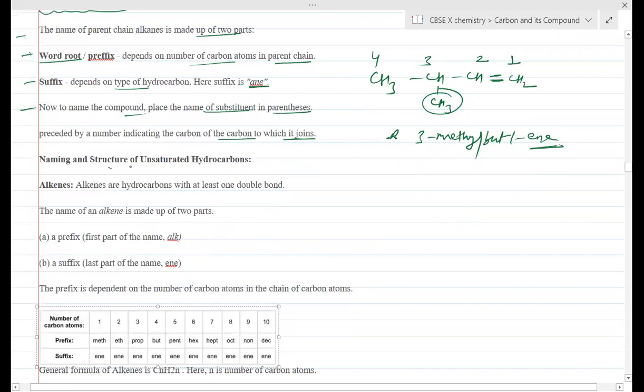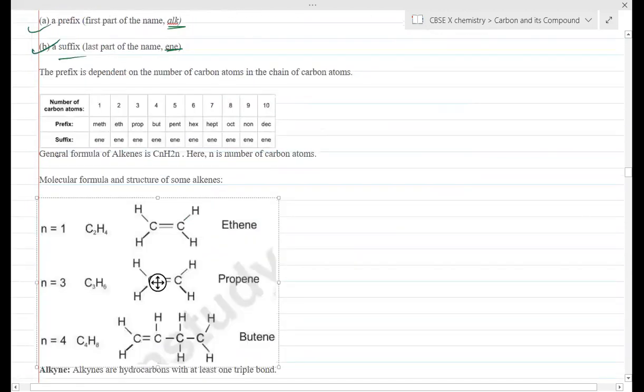Naming and structure of unsaturated hydrocarbons: alkenes. Alkenes are hydrocarbons in which at least one double bond is there. The name of the alkenes is made up of 2 parts. One is the prefix, the alk root, like meth, eth, and the suffix is ene. So we can see the same thing here. If the number of carbon atoms is 1, we use the root word meth and suffix ene. If the number of carbon atoms is 2, eth, ene is the suffix. For 3, prop, ene. 4, but, ene.